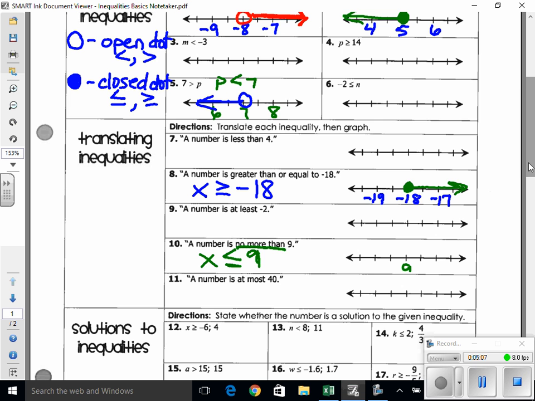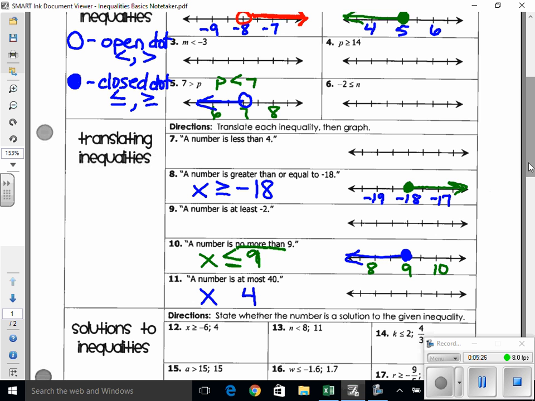Put your 9 in the middle, 8 goes on the left, 10 goes on the right. Less than or equal to is going to be a solid dot on 9, and less than or equal to would be left. Okay, and then we'll go ahead and do number 11. A number is at most 40. Okay, so that means a number part is x.